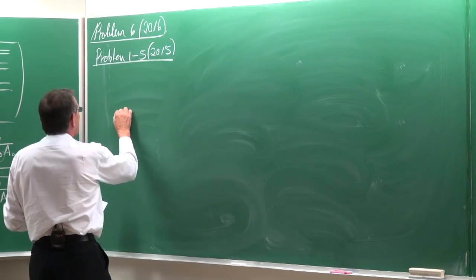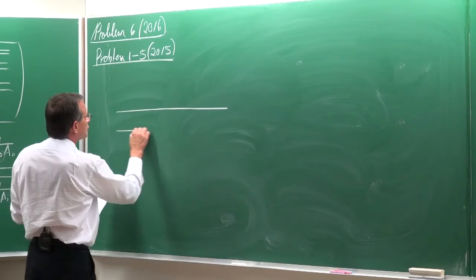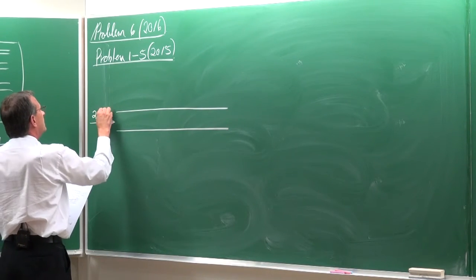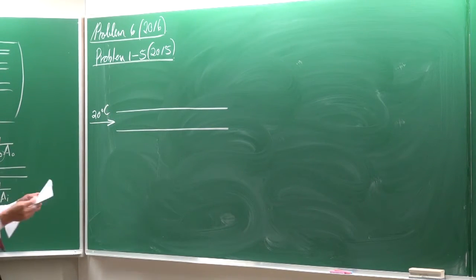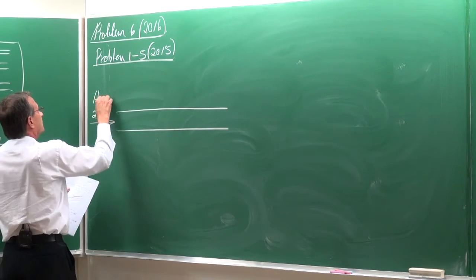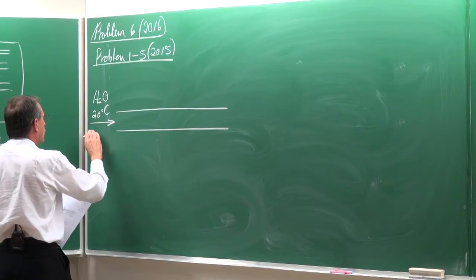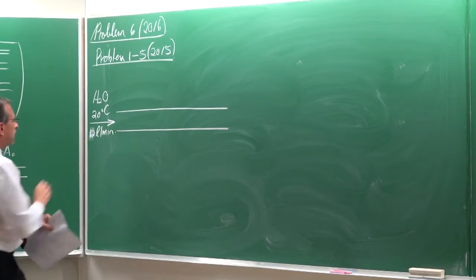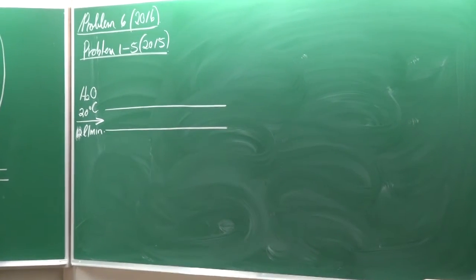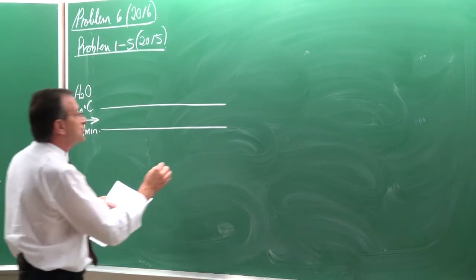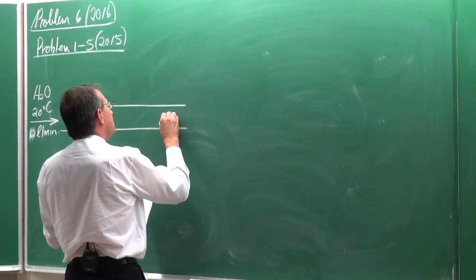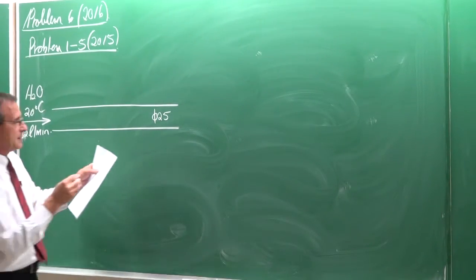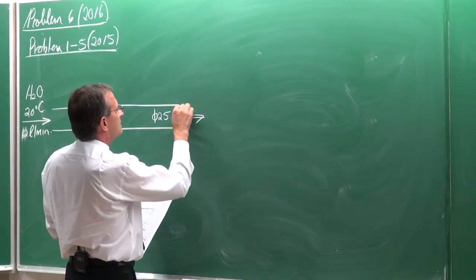Okay, so in this problem, what we have is a circular tube where we have water flowing at an inlet temperature of 20 degrees Celsius. It's water, and the volume flow rate is 12 liters per minute that flows through this tube. The tube diameter is 25 millimeters, and the outlet temperature is 80 degrees Celsius.